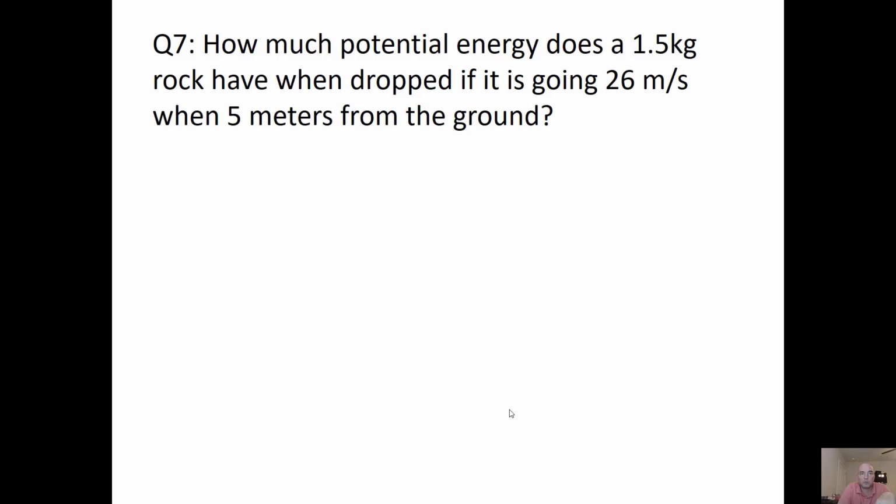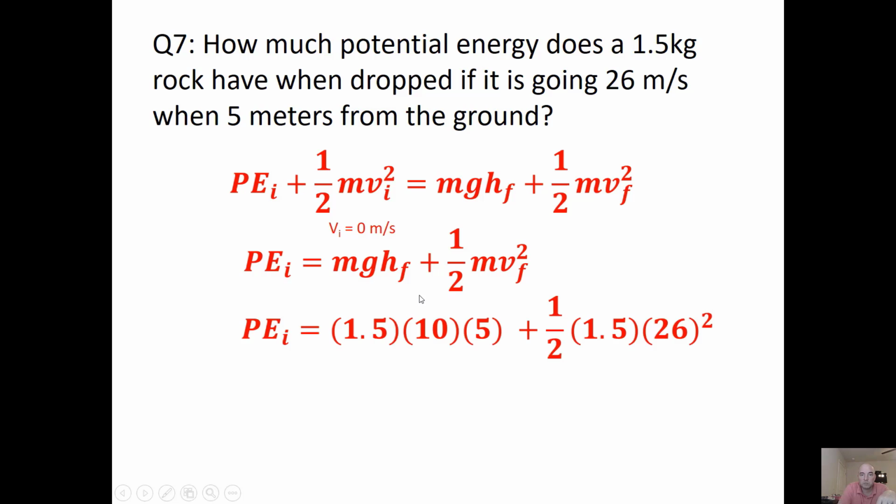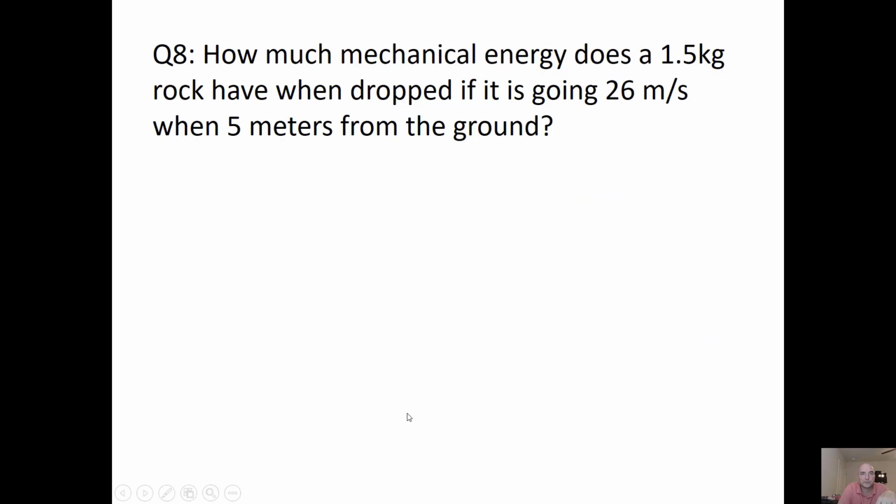How much potential energy does a 1.5 kilogram rock have? So initially it's dropped. They ask you potential energy, so we're not going to break away from potential energy. We're going to keep that initially because it says at the beginning how much does it have. It gives you everything else to plug in your numbers. When you plug in your numbers, you get 582 joules of energy.